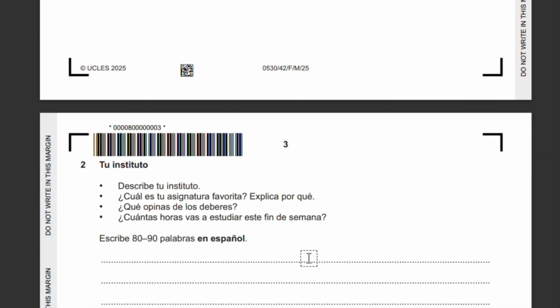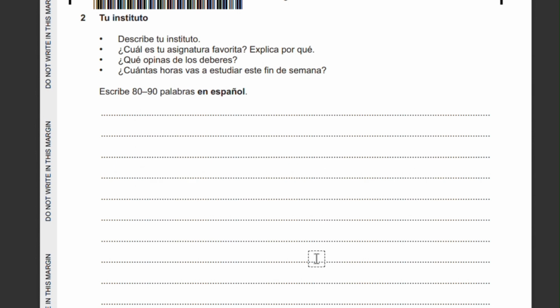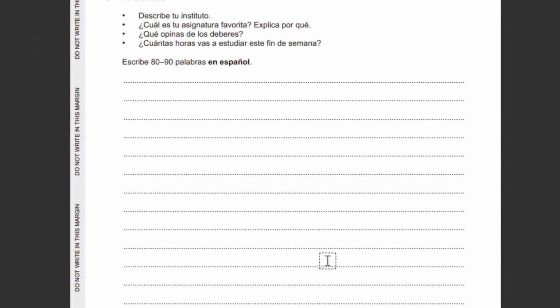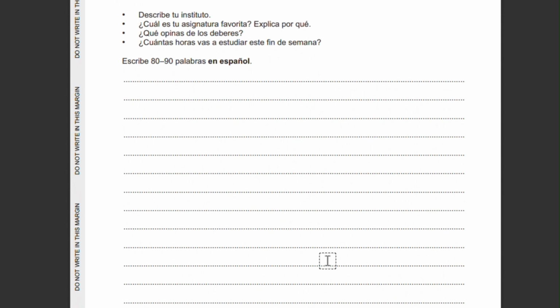Okay, so this is it. Question 2, short writing of 80 to 90 words, and the topic is tu instituto, which means your institute. And so we have 4 bullet points, right, which are: describe tu instituto, cuál es tu asignatura favorita, explica por qué, opinas de los deberes y cuántas horas vas a estudiar este fin de semana.